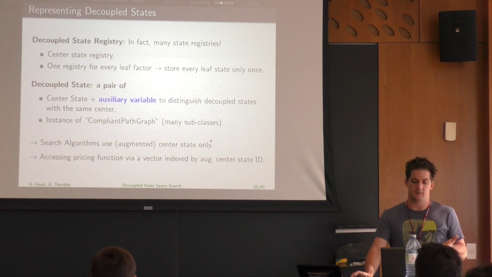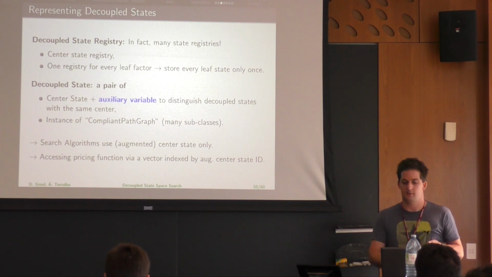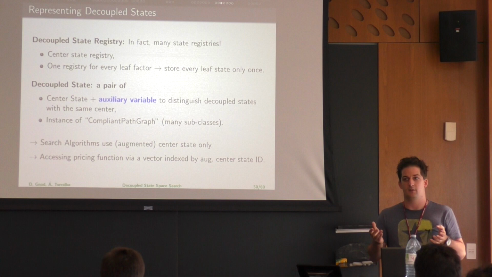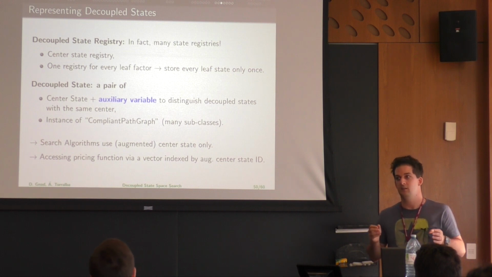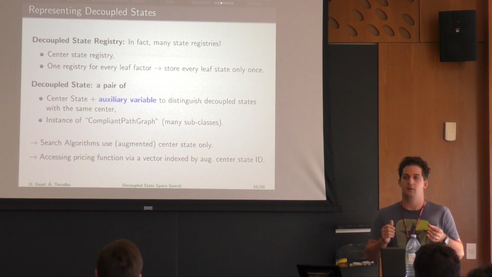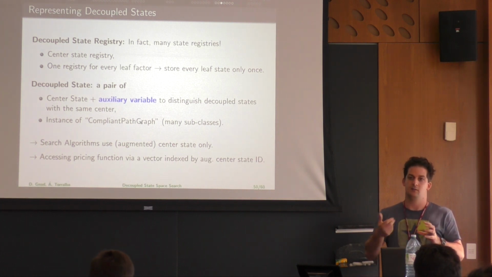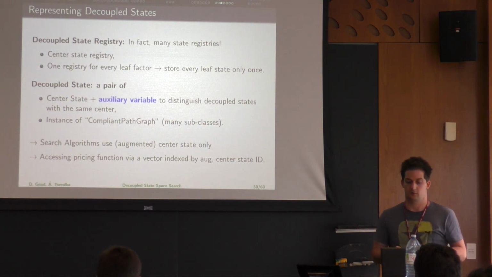The search algorithms, as I said, really use only these augmented center states. They don't care about the internal representation of decoupled states. And accessing the pricing function works by what the insiders might know as this per-state information thing, which is a huge vector that has an entry for every augmented center state. Looking up the value for these compliant path graph objects in this huge vector then gives you, for each of the augmented center states, the pricing function.